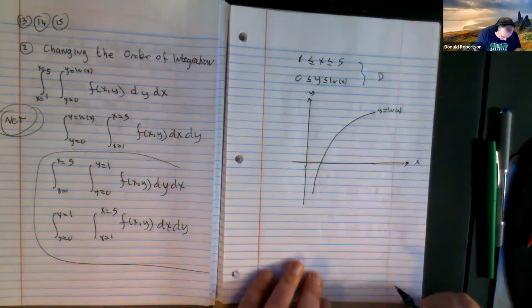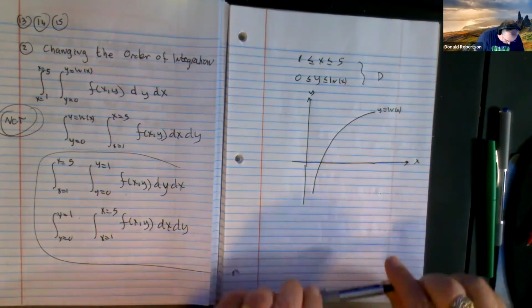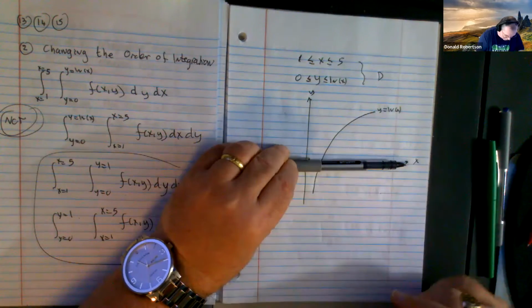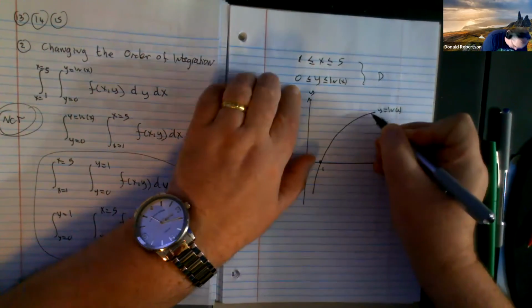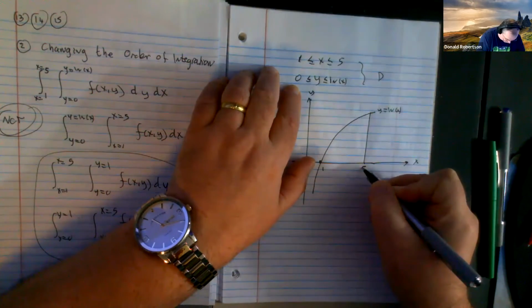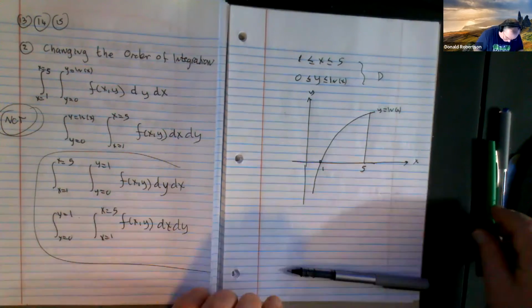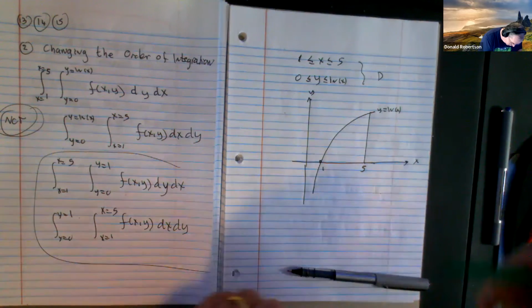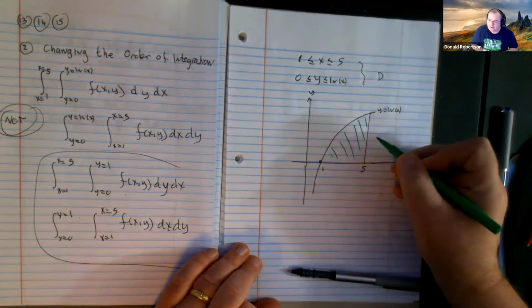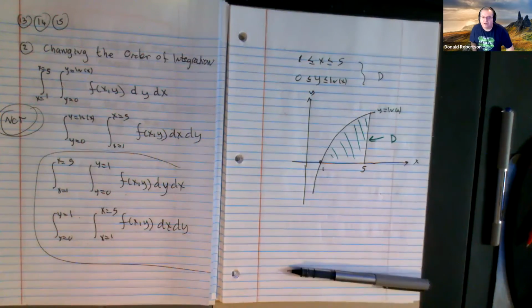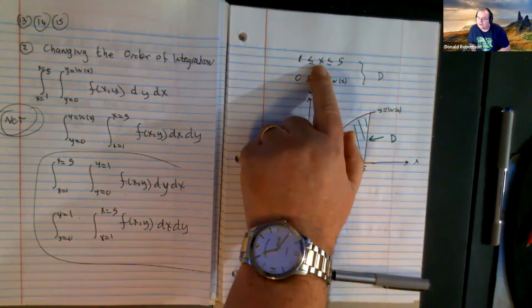And y starts at 0, which is the x-axis, right? And it goes to that curve. And x starts at 1 and finishes at 5, right? And y goes from 0 to that curve. Can you now see what the region D looks like? Can you see how I created the region D by using the limits of integration?